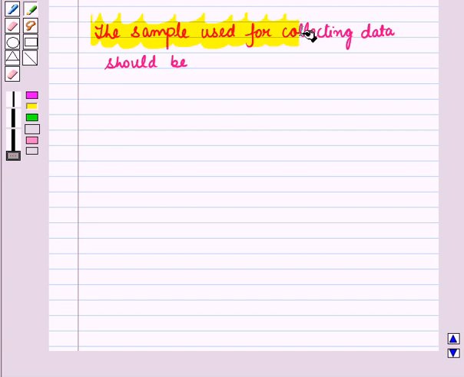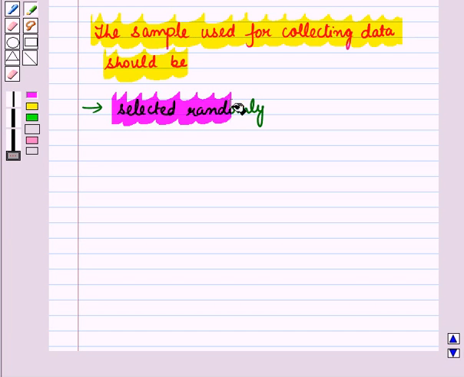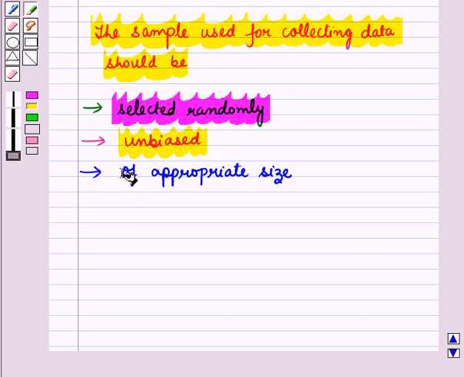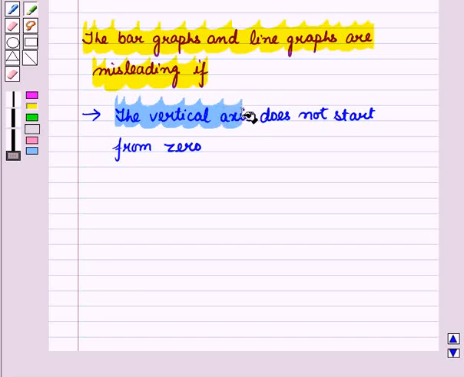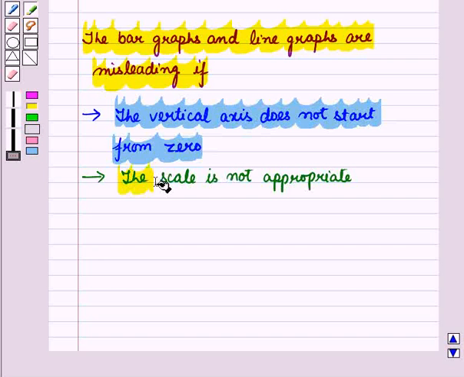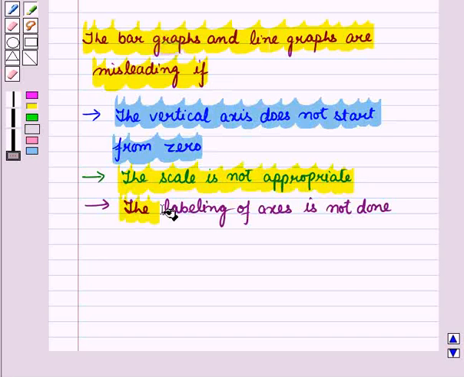The sample used for collecting data should be selected randomly. It should be unbiased, and it should be of appropriate size. Now, bar graphs and line graphs are misleading if the vertical axis does not start from zero, the scale is not appropriate, and if the labeling of the axis is not done.